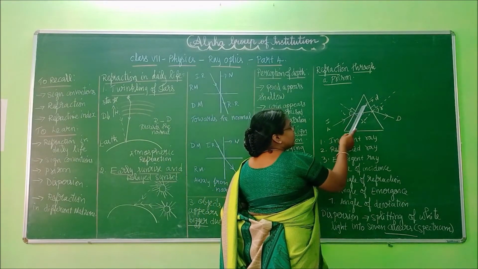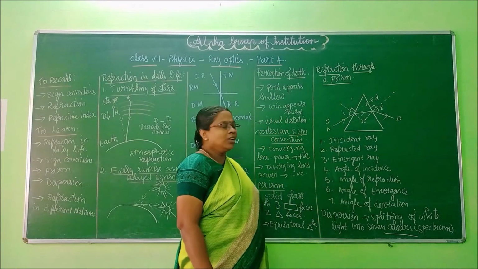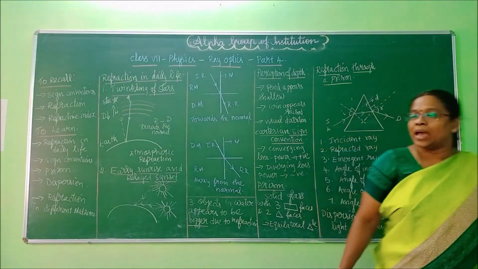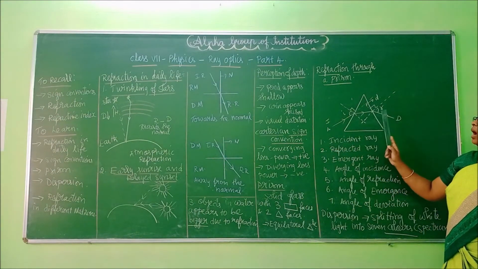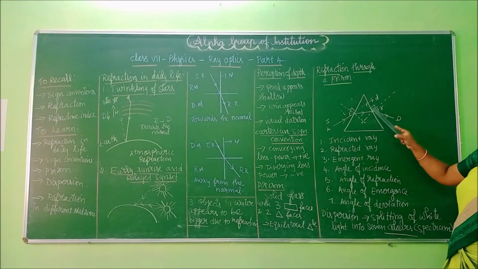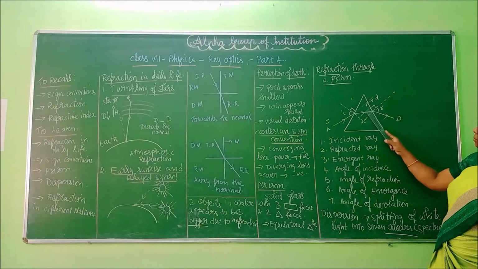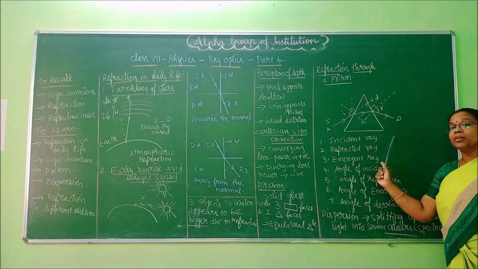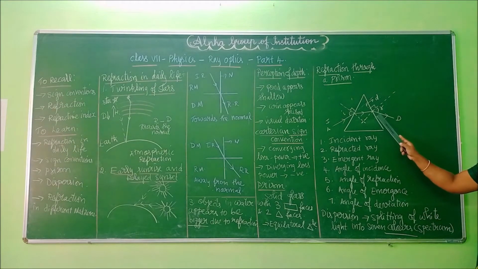Instead of traveling straight, it will take a bend. Right? So when it takes a bend, what will happen? It will take a bend and travel like this. Now again there is a medium change. It travels from glass medium to air medium, denser medium to rarer medium. Now again there will be a change in medium, so it comes away.